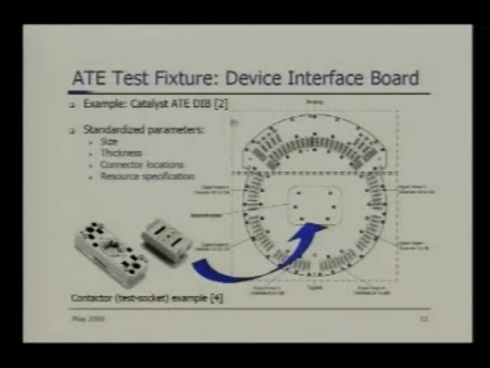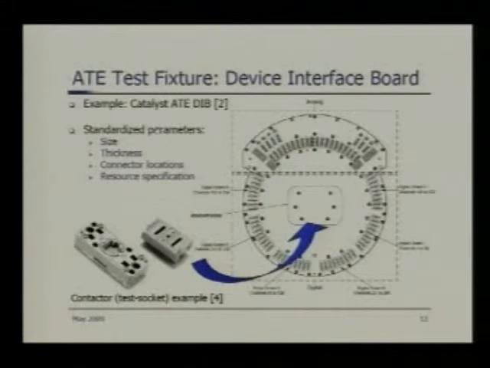Okay, so here we are showing the PCB, which is basically the device interface board, or DIB, for a particular test platform called Teradyne Catalyst. Teradyne is a vendor name, Catalyst is the test platform, and DIB is the device interface board. By the way, these are the references. At the end of the presentation, I have provided the references, so if you would like to do further study, you can always look at that.